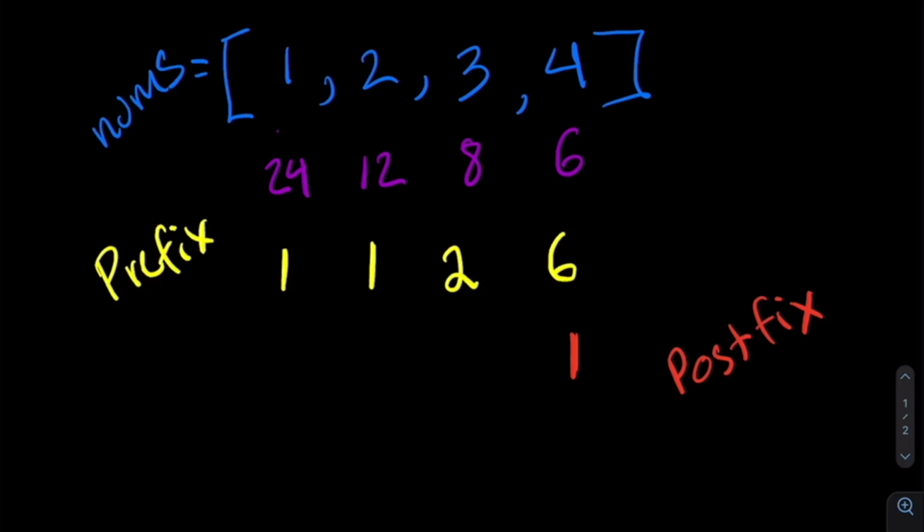Do we have any number after the 3? Which we do. And that is just the 4. Do we have any number after the 2? We do, which is 3 times 4, and that is 12. And do we have any number after the 1? We do, which is 2 times 3, which is 6, times 4, that's 24.